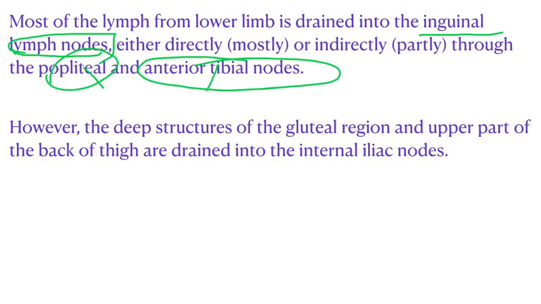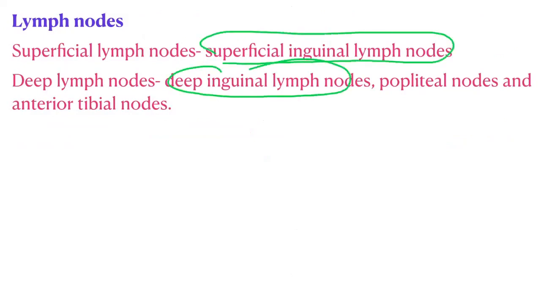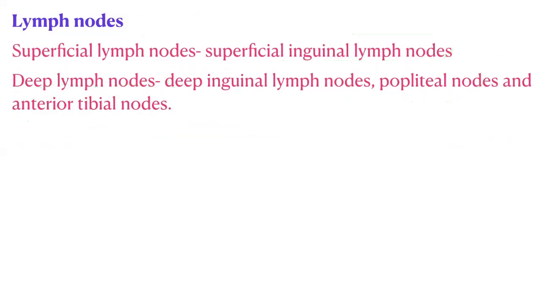However, deep structures of the gluteal region and upper part of the back of the thigh are drained into internal iliac nodes, right? So lymph nodes are of two types, superficial and deep. Superficial lymph nodes are the superficial inguinal lymph nodes. Deep lymph nodes are the deep inguinal lymph nodes, popliteal nodes and anterior tibial nodes. Okay, we will discuss them in detail.